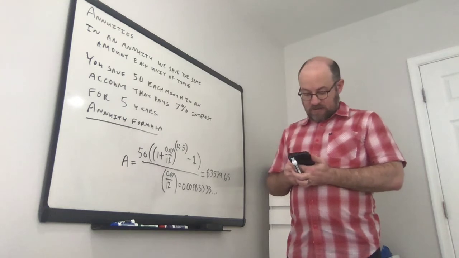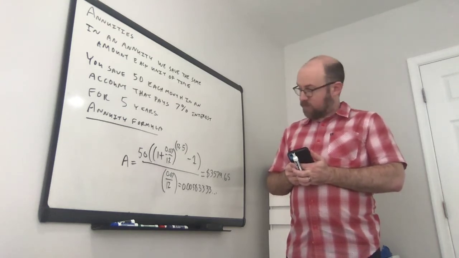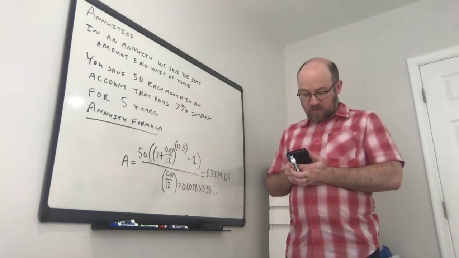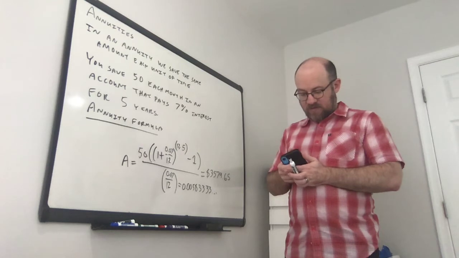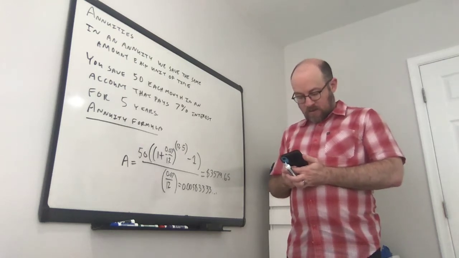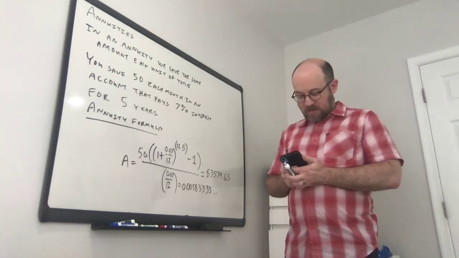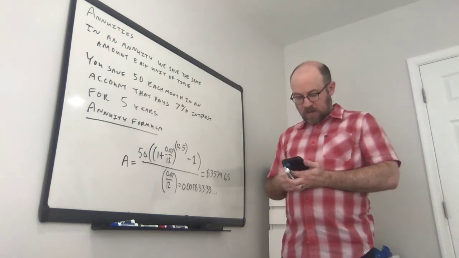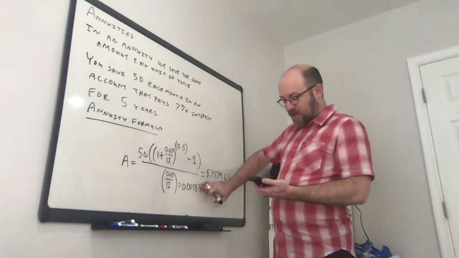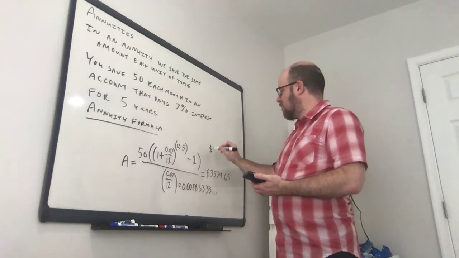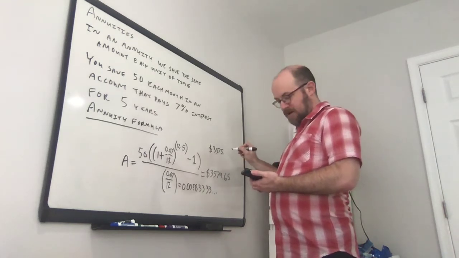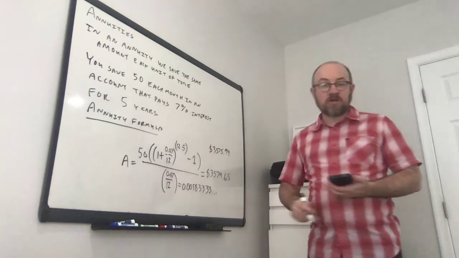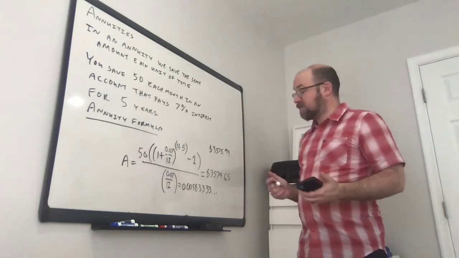50, parentheses, 50 times 1 plus 0.0058 to the, oops, I need one more parenthesis. One plus 0.0058 to the 12 times 5 minus 1 divided by 0.0058. So with that rounding, say you round it off of these other numbers, you would get 3575.94. Okay, that's if you round to 4 decimal places. That's keeping a lot, and your answer is still off by $5.